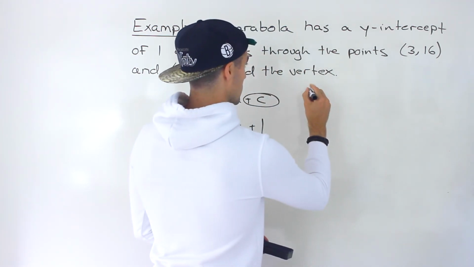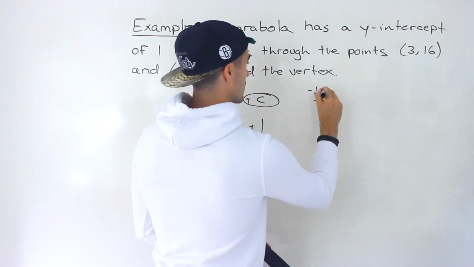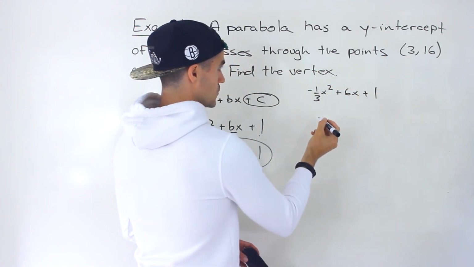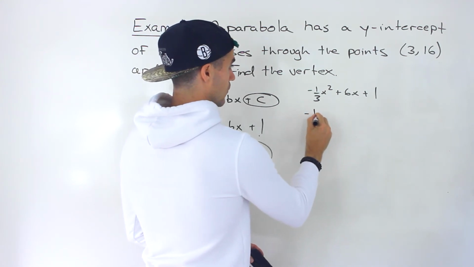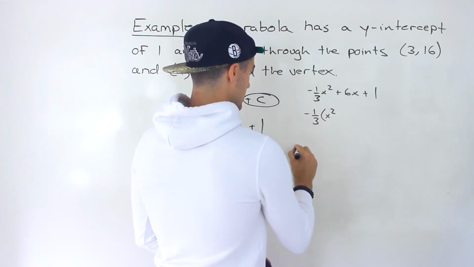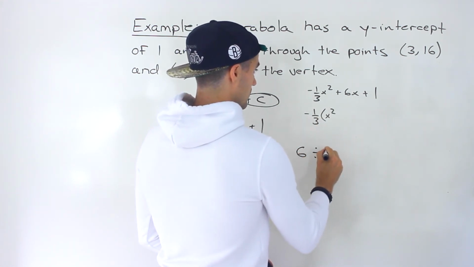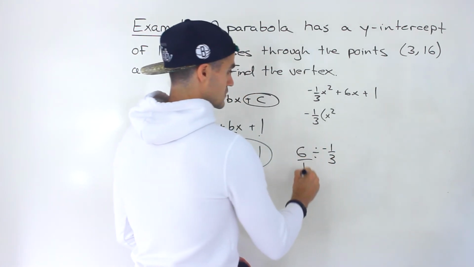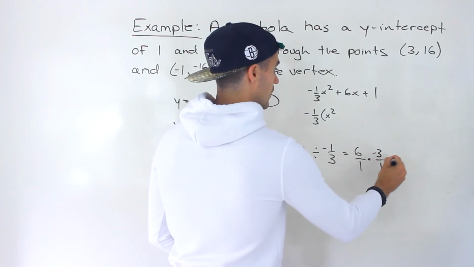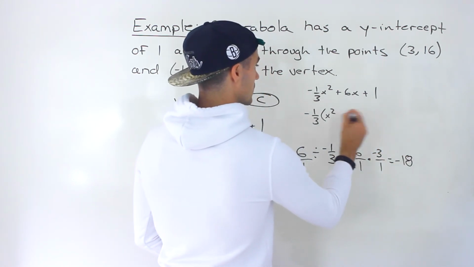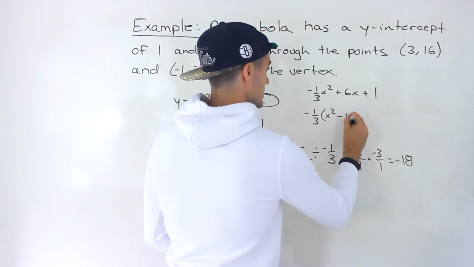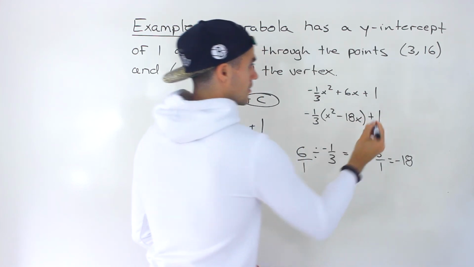So we end up with negative 1 over 3 x squared plus 6x plus 1, like that. So we can take out a negative 1 over 3 from these first 2 terms. Now 6, let's do this on the side. 6 divided by negative 1 over 3, it's like 6 over 1 divided by negative 1 over 3, which would be like 6 over 1 times negative 3 over 1, which would give us negative 18. So we'd end up with x squared minus 18x plus 1, like that.